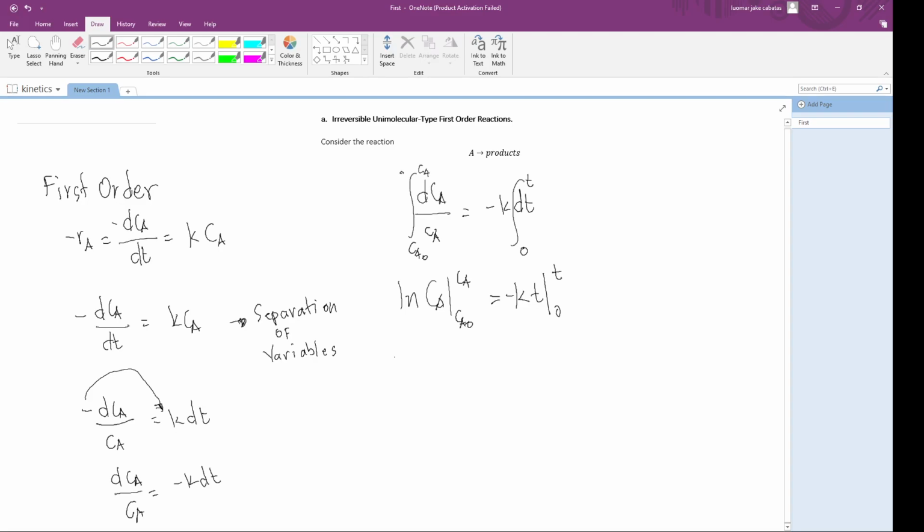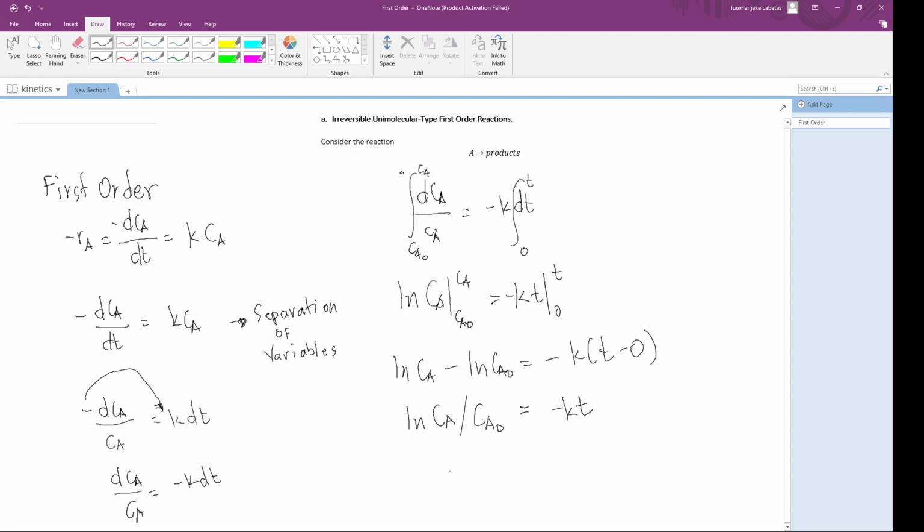Evaluating the limits, ln of CA minus ln of CA0 is equals to negative k t minus 0. So ln of CA divided by CA0, by the property of logarithms, is equals to negative kt. And then we either need to find the equation for CA or for time. In our case, we need to find the equation for CA.